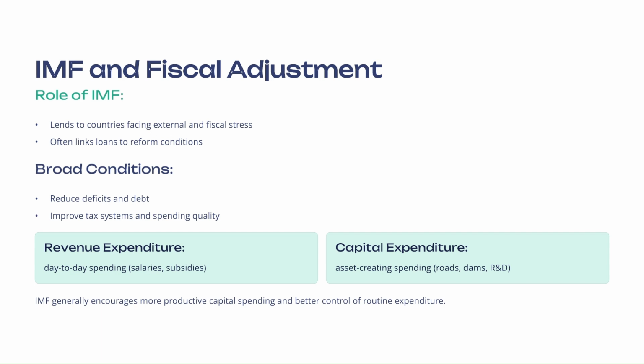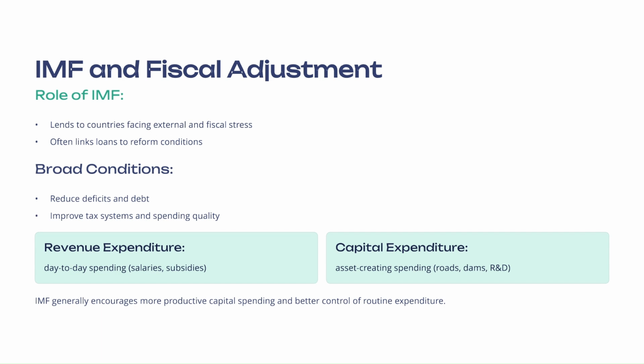To understand this, we must distinguish between types of deficits and expenditures. A revenue deficit is the gap between what the government receives in taxes and what it spends on day to day operations, revenue expenditure. If this is high, it means the government is borrowing just to keep the lights on, which is unsustainable.